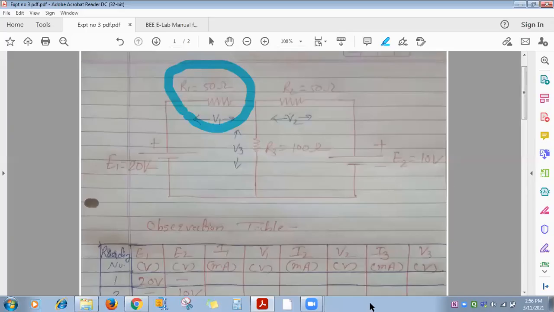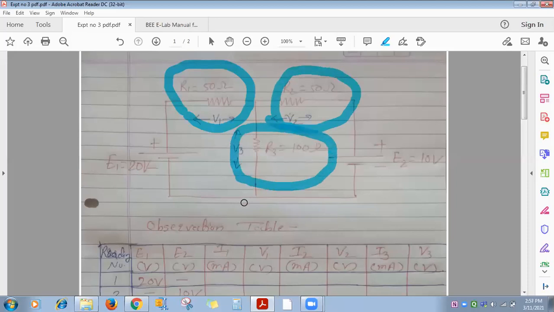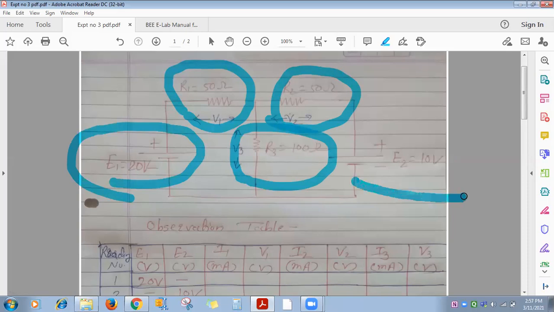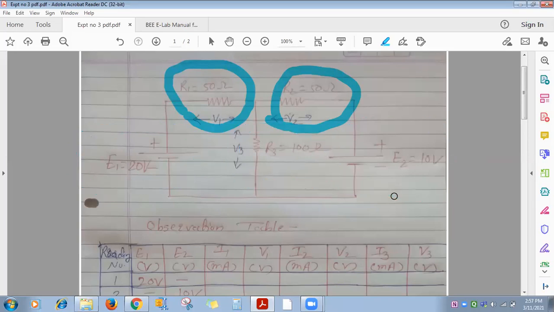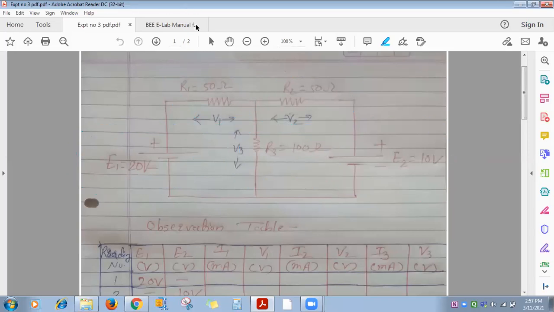R1 is 50 ohm. What about R2? 50 ohm. R3? 100 ohm. E1? 20 volt. And E2? 10 volt. Okay. So, what about the voltage drop across R1, R2 and R3?